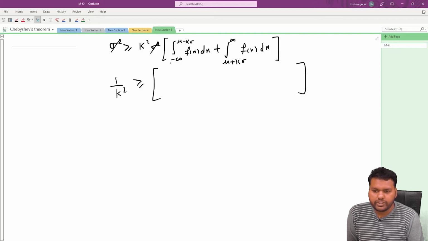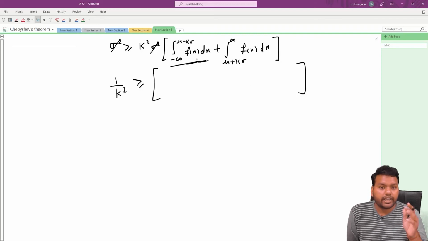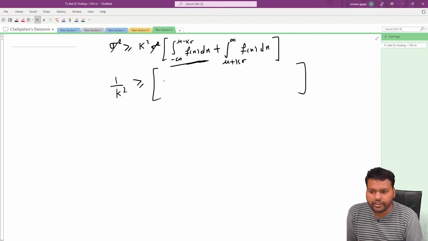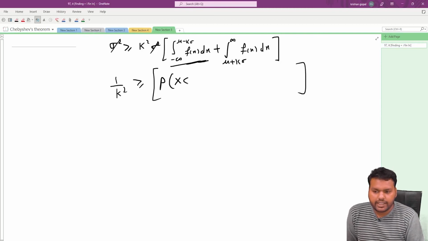Now if you carefully see, what is this? This is the area between two values. That is the probability of the random variable X lying in these ranges. So how can I write this one? I can write the probability of X less than or equal to mu minus k sigma plus the probability of X greater than mu plus k sigma.